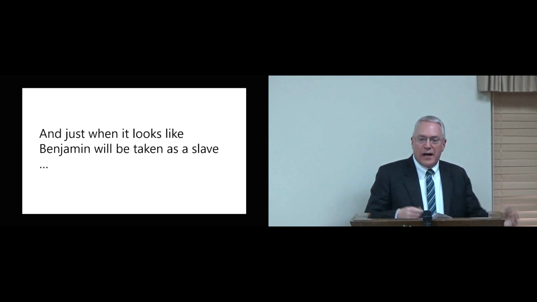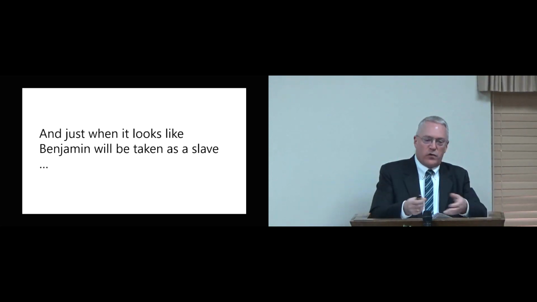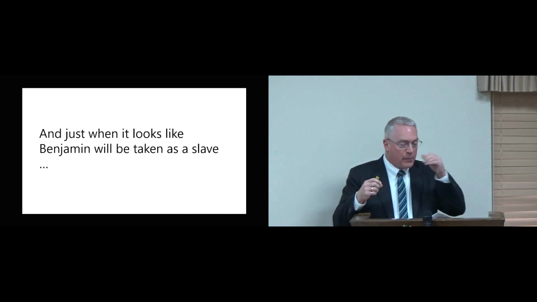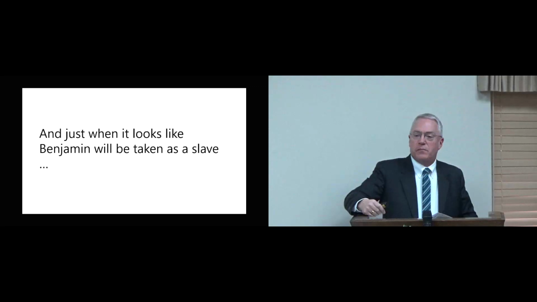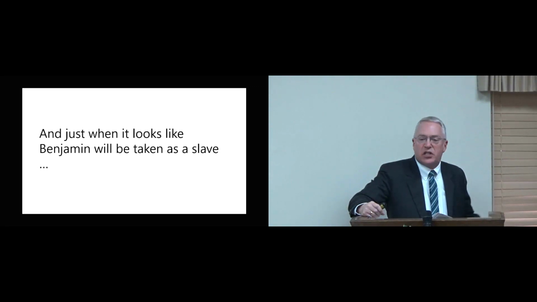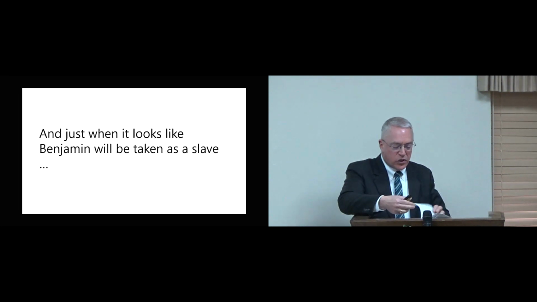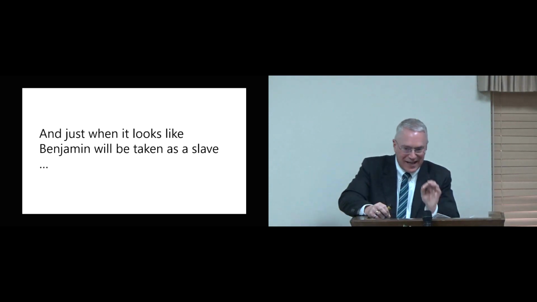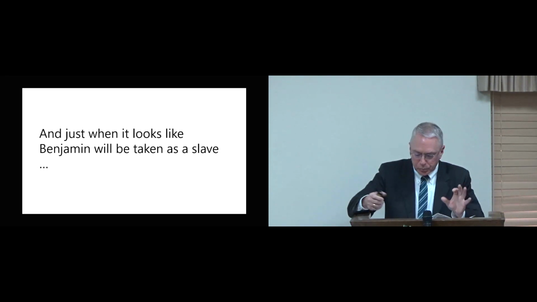So they go down there. They try to buy grain. They're heading back. Joseph is testing them. And again, what happens is like, oh, the silver cup is in Benjamin's sack. Okay, this guy's got to be my slave. The rest of you can go home, but this guy's got to be my slave. Again, Joseph was doing this to test them. He wasn't trying to torture them. He was trying to test them to see where their heart truly lay.